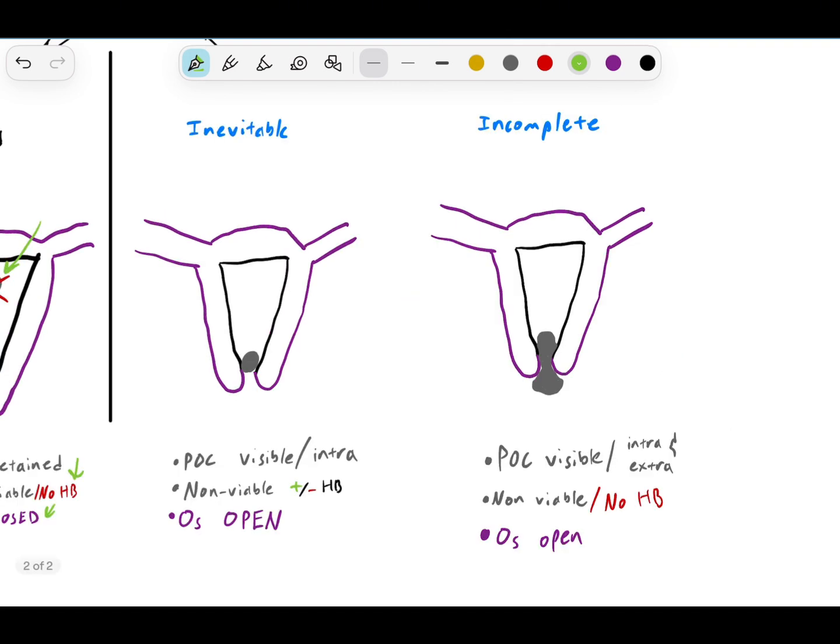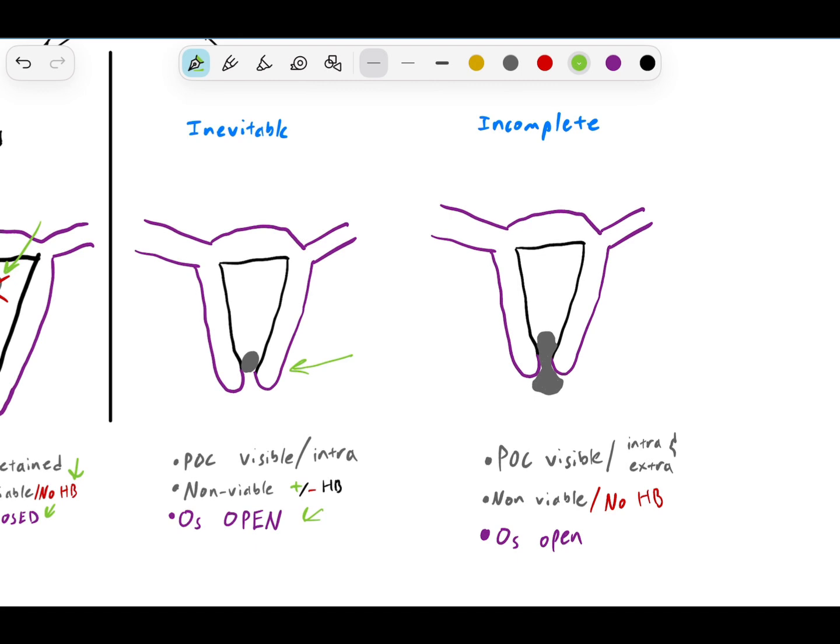So now we're moving on to inevitable and incomplete. Again, these are the stages where the os remains open. And you can see I've tried to illustrate this here with my cartoon drawings. So we're going to start with inevitable. With an inevitable miscarriage, step one, your os is going to be open.